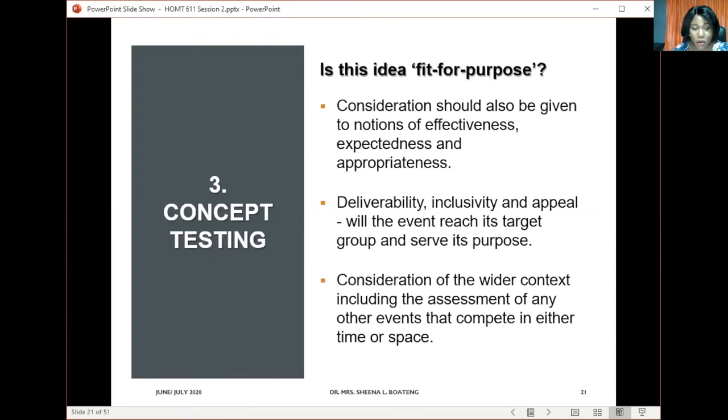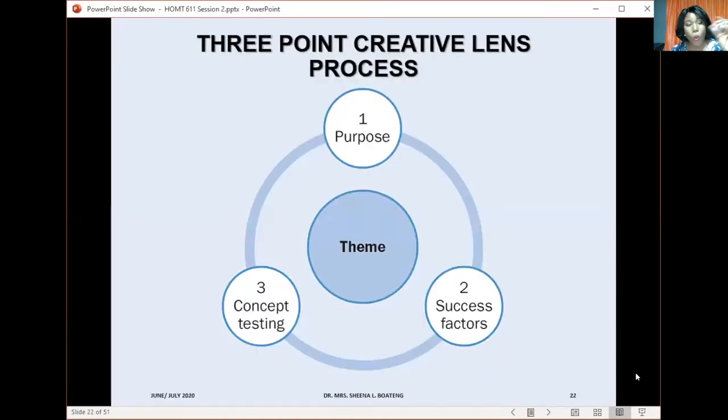So this is a prime example of how you can give consideration to the wider context and make sure that the events you are designing do not clash with any other events that will steal the shine of yours and prevent people from fully participating, for you to get the outcomes that you are anticipating, right? So once you go through these 3 steps of determining your purpose, the success factors that you hope to achieve, and then testing your concept to make sure that it can stand against other events that are being held around in the wider context, you then ultimately come out with your theme.